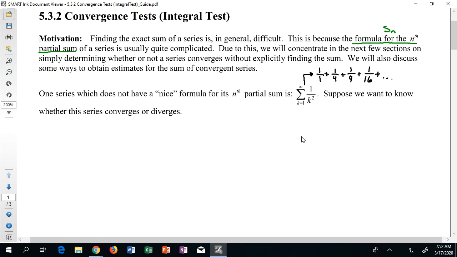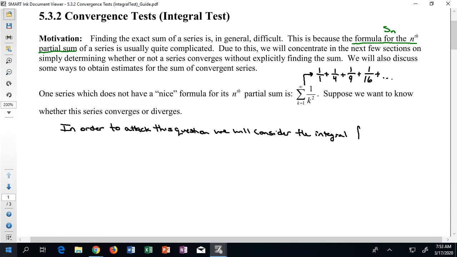We're going to take a very strange approach in attempting to determine if this series converges or diverges. Here's the approach that we're going to take. We'll state this: in order to attack this question, we will consider the integral from 1 to infinity of 1 over x squared dx.